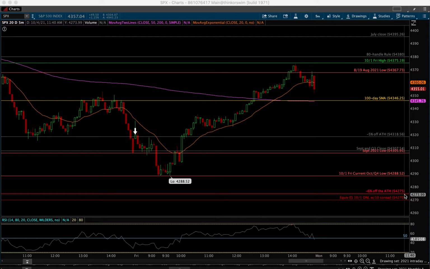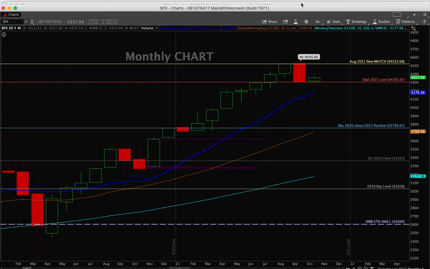So our 6% mark that we've been looking for at 42.75, and then 42.70 just below that, are some levels that we've got to keep on the radar here. Okay, so that's the intraday chart. Let's take a look at the monthly chart.